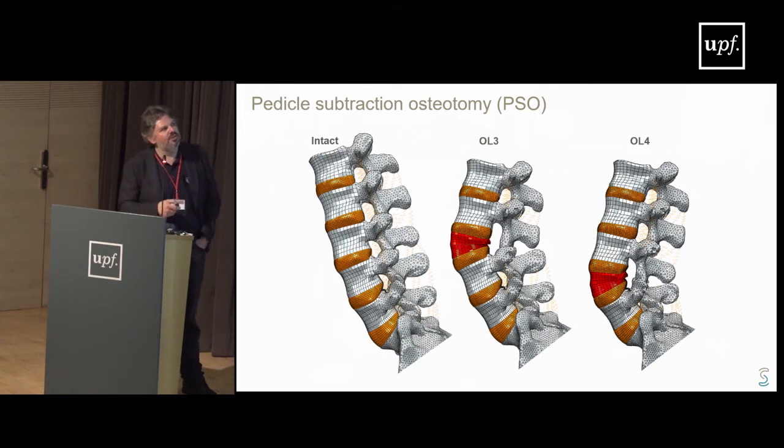So here you see the model before the surgery, and the model with the osteotomy here in L3, in the vertebra L3, and in the vertebra L4. Why 2? Because actually the surgeons are using this technique in L3 and in L4 for different patients.